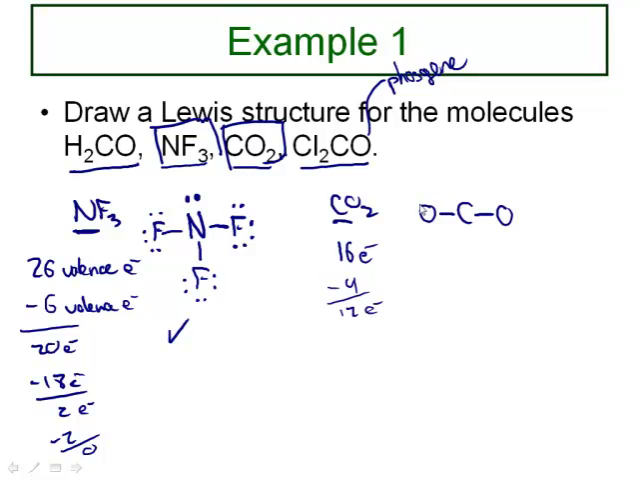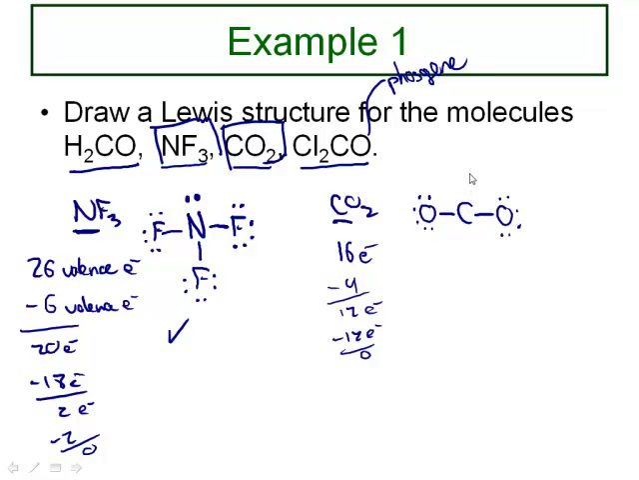Now let's try to fulfill the octets of the perimeter atoms. I'll put my 6 electrons here to fulfill its octet. I'll put 6 electrons here to fulfill its octet. And there we go. Now we've used 12 electrons. We have none left. And now if we take a look at the central atom, it's not happy. So darn it, guys. This Lewis structure does not work.